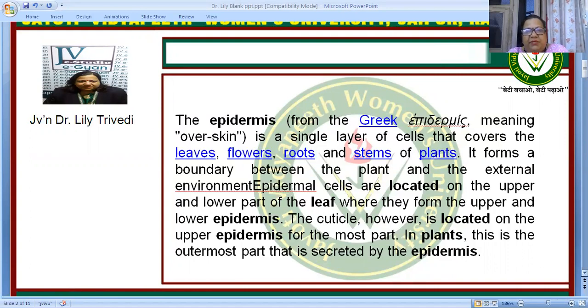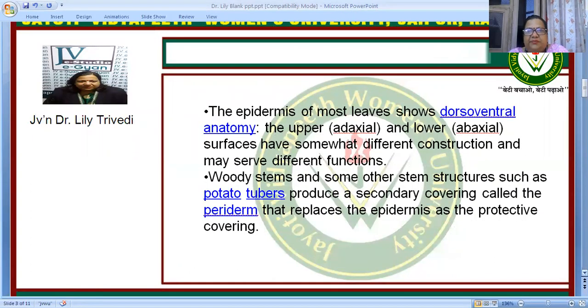Now, the epidermal cells are located on the upper and lower part of the leaf. In the upper part, they are called the upper epidermis. In the lower part, they are called the lower epidermis. The cuticle is located in the upper epidermis in most parts, and this is the outermost part which is secreted by the epidermis. Now we have the epidermis of most leaves shows dorsiventral anatomy.